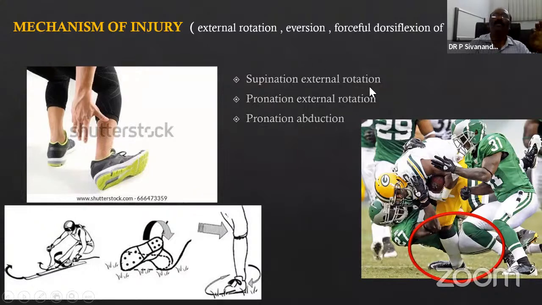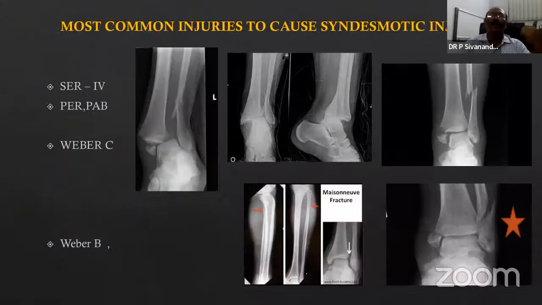But supination external rotation injuries are of somewhat lower velocity when compared with the pronation external rotation and pronation abduction injuries. But always we must remember, supination external rotation injuries are the most common ones in the ankle. So we must know in detail about this particular thing. So how do you look into these injuries?